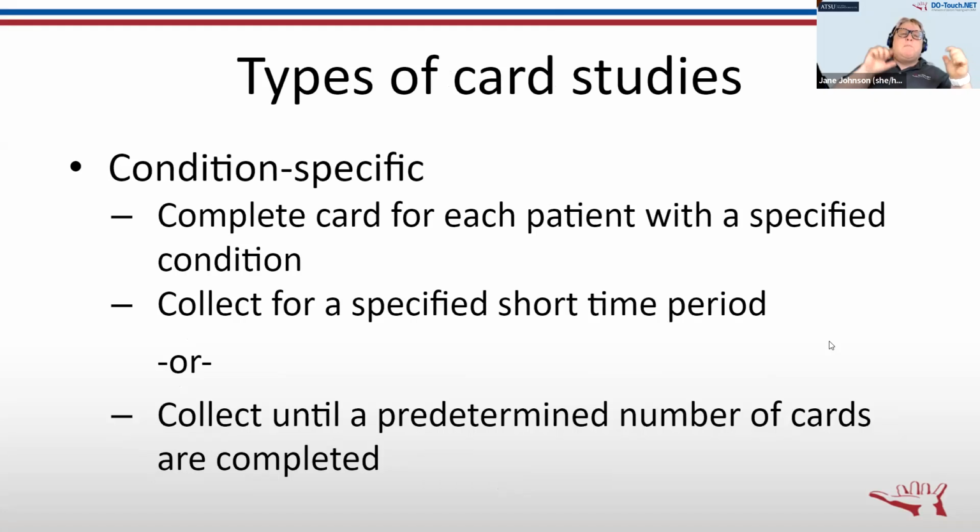So there are two main types of card studies. They're condition-specific card studies, which basically you complete a little survey about each patient who has a specified condition. So each patient you see who has neck pain. And they're either collected for some specified short period of time, like 2 to 4 weeks, or until a predetermined number of cards are completed. So, we're going to collect data until we have data on 1,200 neck pain patients. Next slide, please.